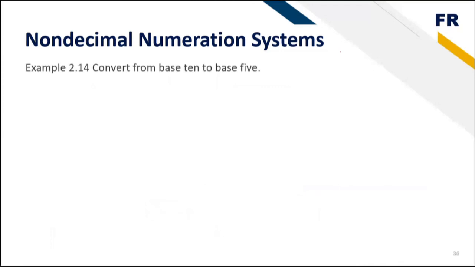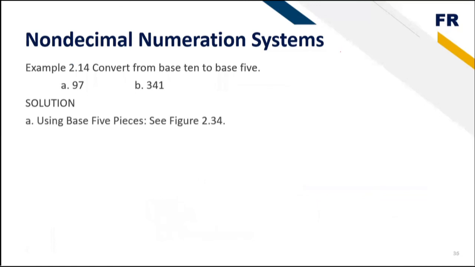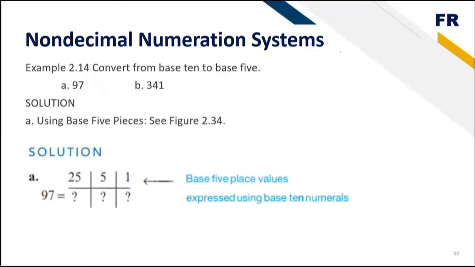Okay, next. Convert from base 10 to base 5. Pabalik naman. Kanina, base 5 to base 10. Ngayon naman, base 10 to base 5. Let's say meron tayong dalawa. A, 97 at yung B ay 341. Using base 5 pieces. Okay, so yung 97, so ang base 5 place value natin, ito: 25, 5, ones. Expanding. So yung 97 is equal to blank, blank, blank.